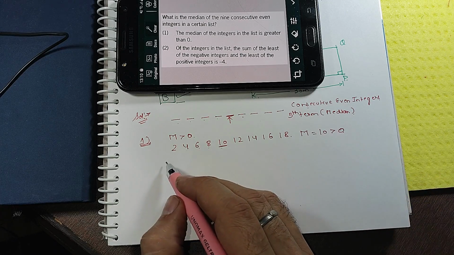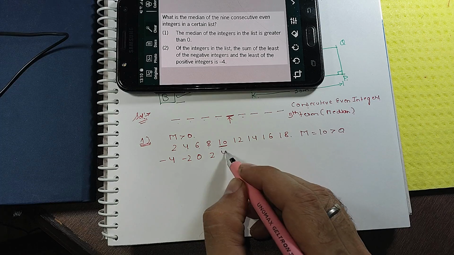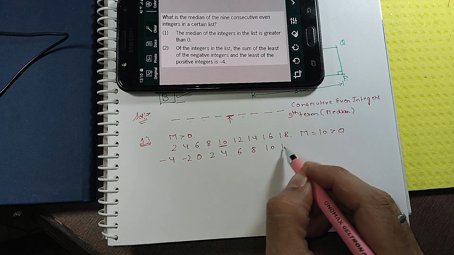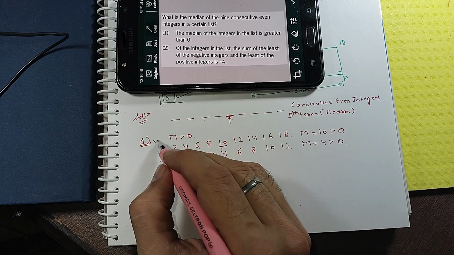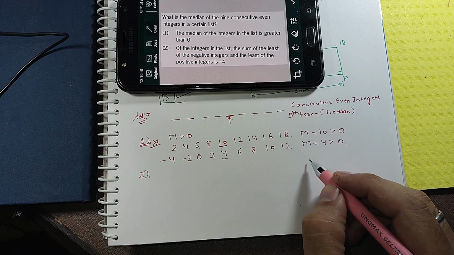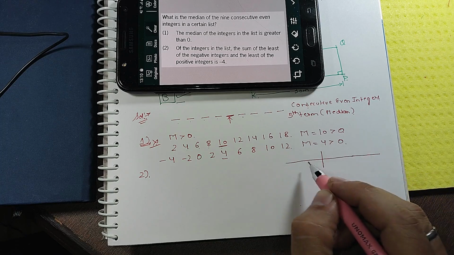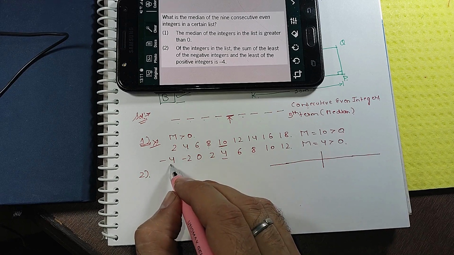But if I construct another list containing -4, -2, 0, 2, 4, 6, 8, 10, 12, the median is 4, which is also greater than 0. So I can't specifically say what the median is. So statement 1 is not sufficient to answer this question. Now moving to statement 2. Statement 2 says of the integers in the list, the sum of the least of the negative integers and the least of the positive integers is -4. For this we need to understand the number line. The least of the negative integers, which I don't know, will fall on the extreme left, right?